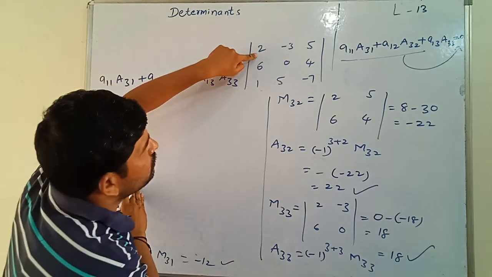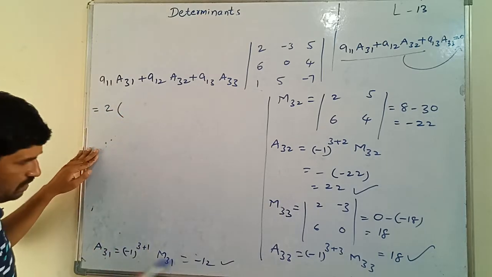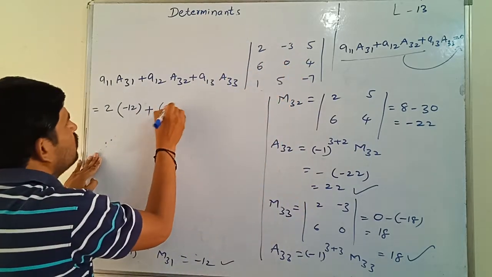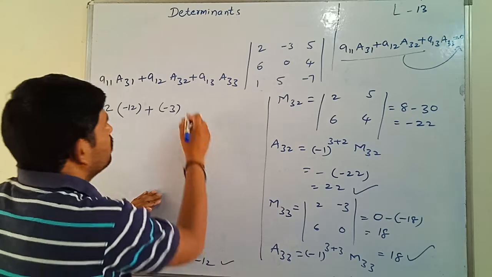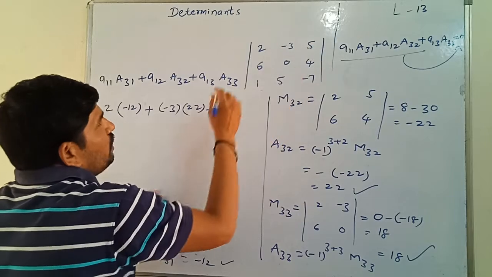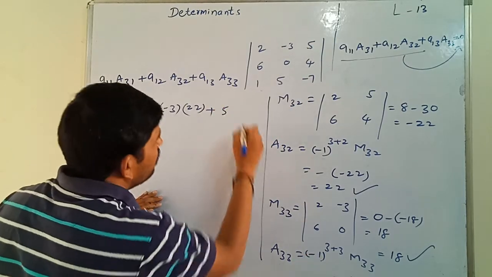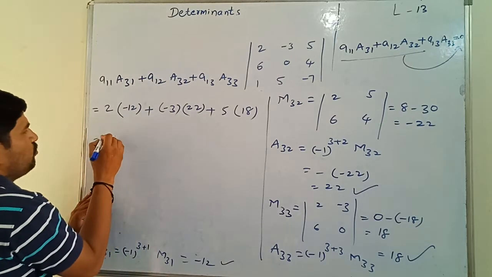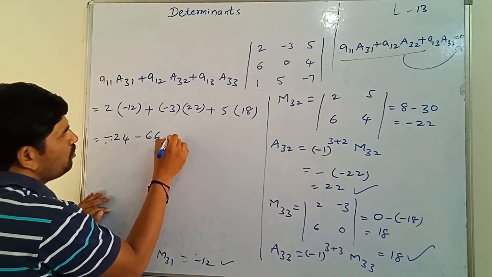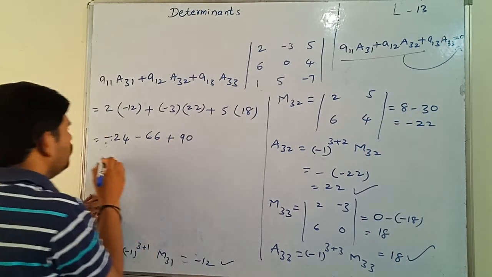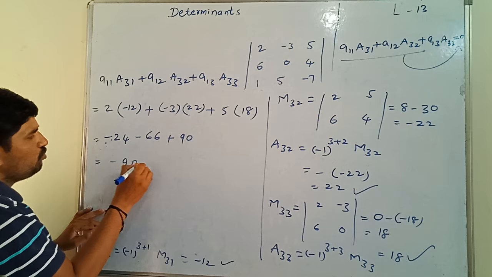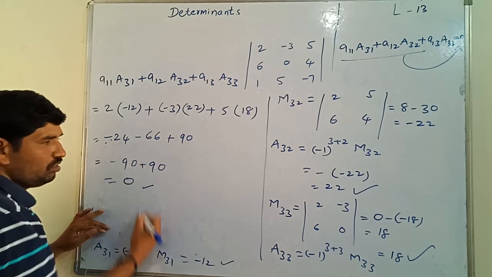A11 is the first row first element, which is 2, and A31 is already there, minus 12, plus A12, first row second column, yes, minus 3. Next, A32 is here, 22. Next, A13, where is A13? First row third column element, 5, and what about A33? That is 18. Now plus and minus 24, minus plus and minus again, 3 into 22 is 66, plus this is 90, 18 into 5 is 90. By adding these you get 70, 80, 90, minus 90 plus 90. Okay, the result is 0. This is the answer.